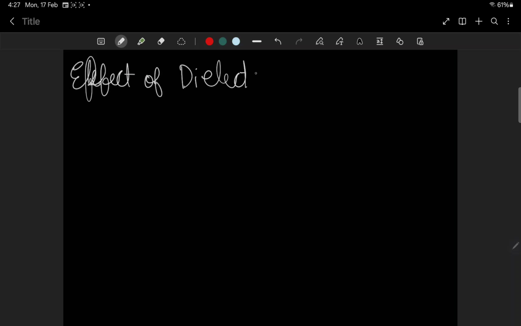Now we are going to another world of dielectrics. We are going back to the dielectric world. Effect of dielectric on capacitance.